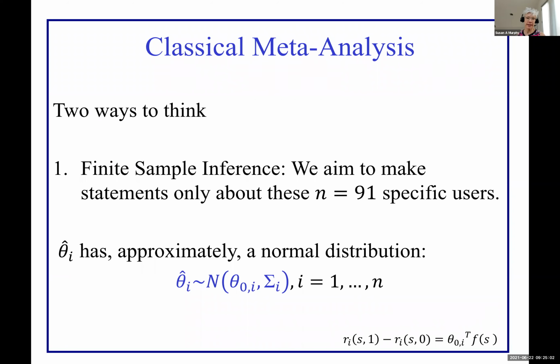Now, in classical meta-analysis, there are 2 ways that people think about these problems. The first way is you're only interested in the 91 clinical trials, in our case, users in front of us. We're going to only make comments about these users. And what one does then is assume this ridge regression estimator, over 450 time points or even more than 1,000 time points, has an approximate normal distribution where the mean of that distribution is that user's true treatment effect coefficient, and some variance covariance matrix.